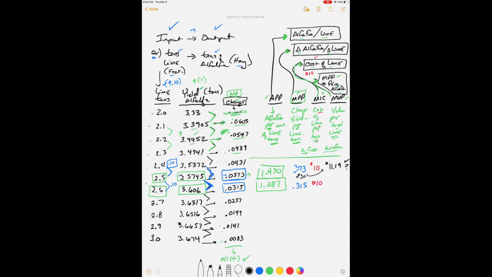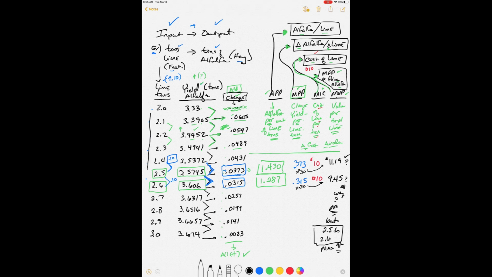So you compare it to the last level. Our change is going down a bit. Still costs us $10. Product still worth $30. So value product now is going to tell us if that's a good idea: $9.45. So in this case, the answer is, well, I wouldn't go all the way to 2.6 because that is going to cause me to lose money. So what is our answer here? Well, 2.4 to 2.5 gives us extra money. 2.5 to 2.6 all the way does not give us enough money. So the answer is somewhere between 2.5 tons of lime and 2.6 because that is where we make the most profit.